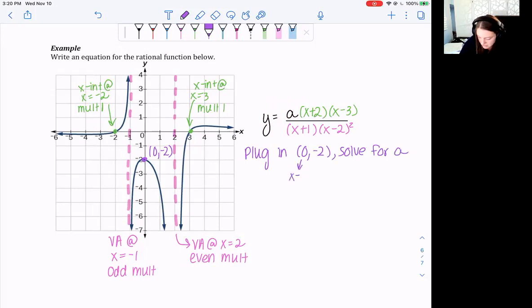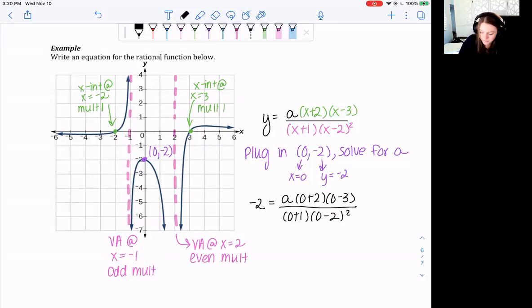So x is going to be 0, y is going to be -2. So we take -2, leaving a alone. 0 plus 2, 0 minus 3. Fine. 0 plus 1, 0 minus 2 quantity squared. On top, 2 times -3 is -6. So we have -6a. On the bottom, 1 times -2 squared is going to be 4.